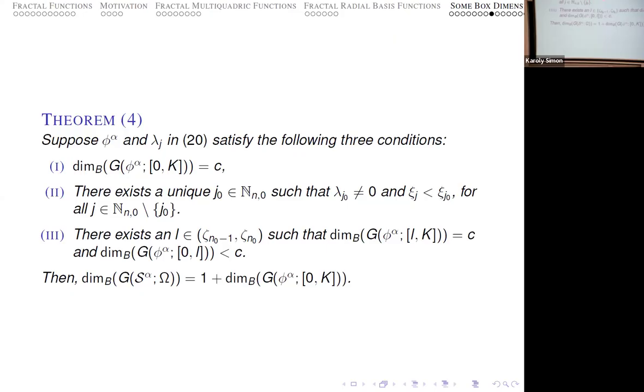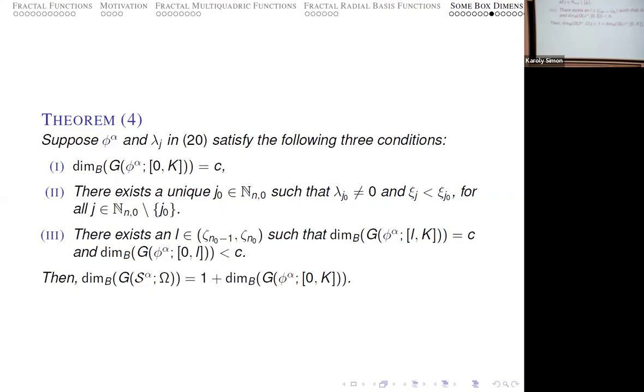And there exists a unique j0 belonging to N0 such that this coefficient must be non-zero, because we get this coefficient when we solve the system of equations. So there is no guarantee that this will be non-zero. Okay, so in that case, assume that zeta_j is less than or equal to zeta_j0 for every value of j. We assume this condition a little bit strictly, actually, so we don't know whether there is any other condition.